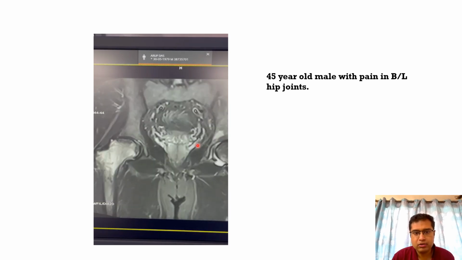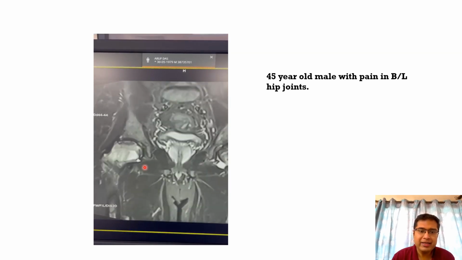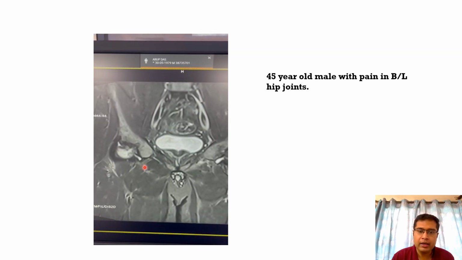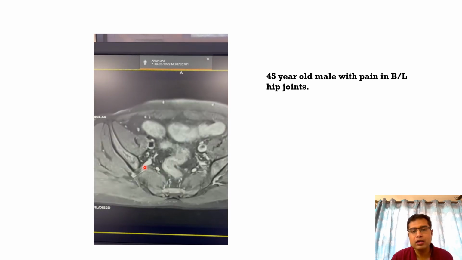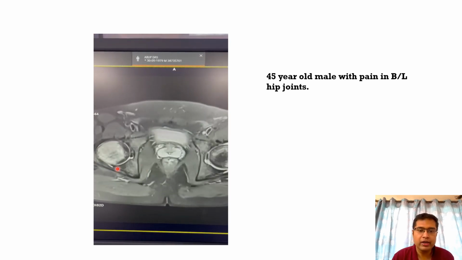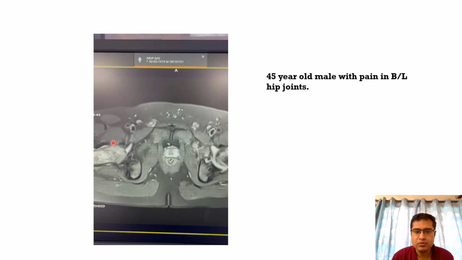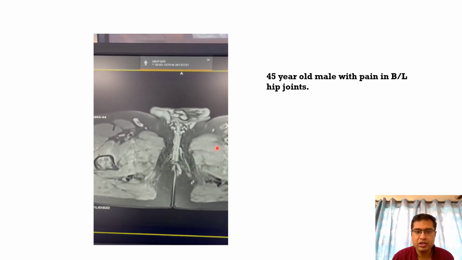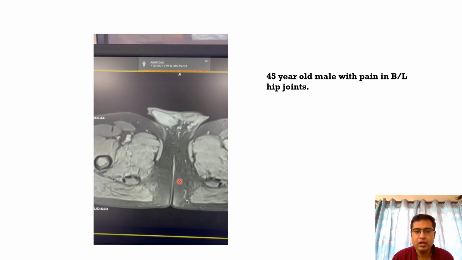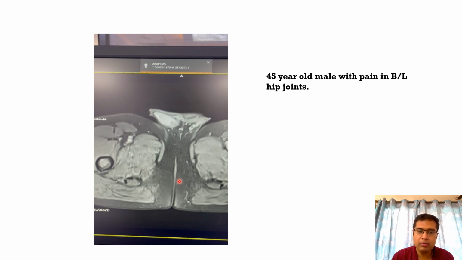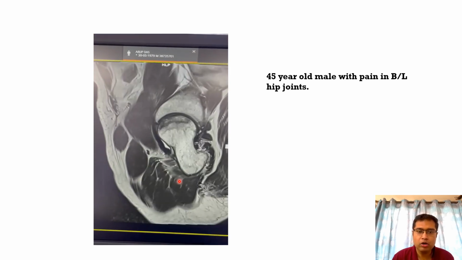Some joint effusion is seen on the left side. The important thing is extent of involvement, curvature angle, and the staging, the Ficat and Arlet staging. These are the axial T2 weighted images where there is marrow signal alteration along with joint effusion on the left side. So the extent of involvement, curvature angle, and subchondral insufficiency fracture are very important to be reported in any case.